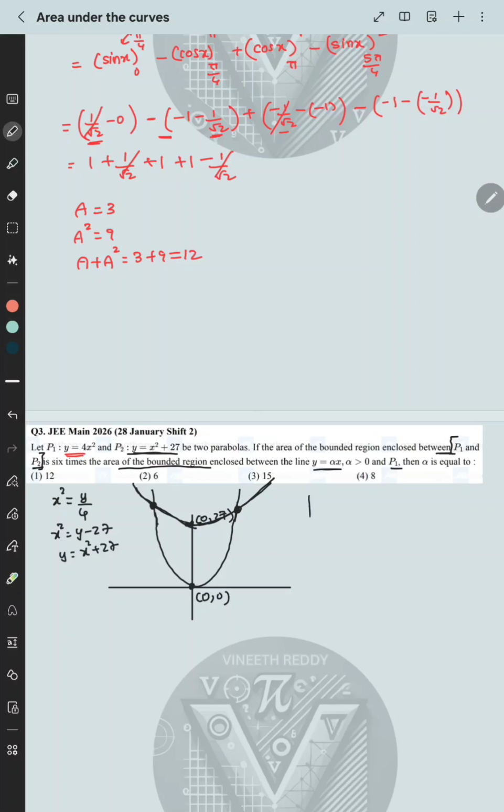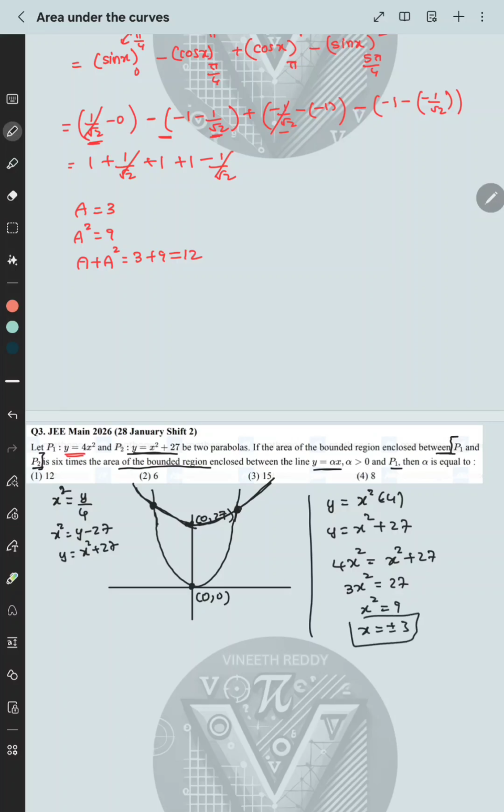So for that let us equate, let us find the point of intersection. First one is y is equals to x square into 4 and second one is y is equals to x square plus 27. Let us equate them. So 4x square is equals to x square plus 27, 3x square is equals to 27, x square is equals to 9, x is equals to plus or minus 3. Hope this you understood. So we get this as x as minus 3, right?